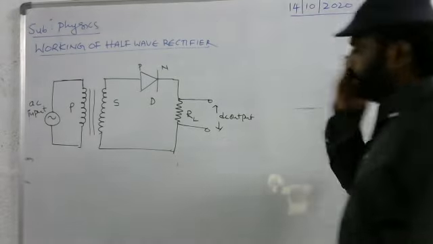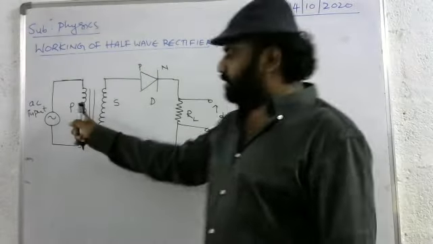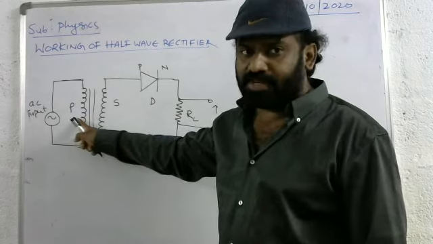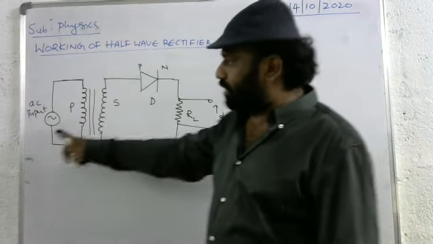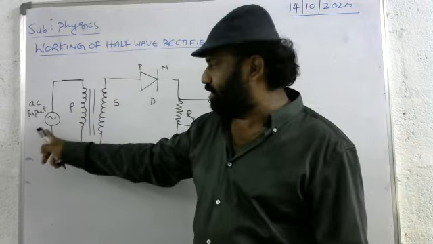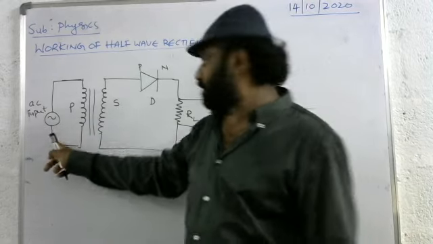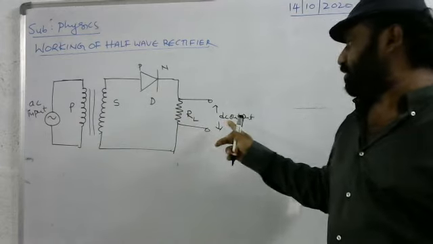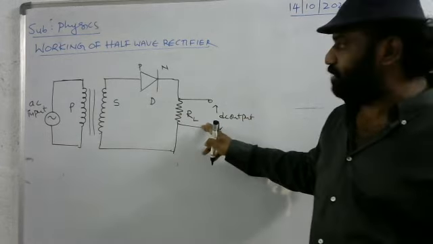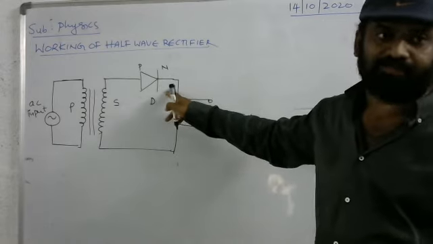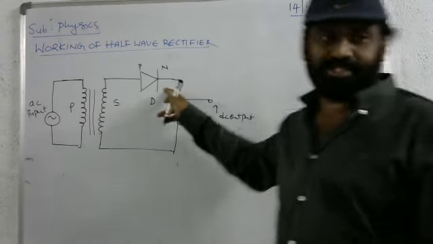Let us see the diagram. This is the primary coil of a transformer and this is the secondary coil. We are giving the AC input signal to the primary coil. Now we are taking the output as a DC output from the load resistance. For that purpose we are using a diode D. How does it rectify? Now let us see.